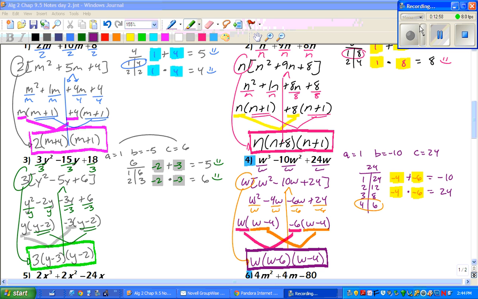Okay, and after you're done with that, you should have gotten W, W minus 6, and W minus 4. And now remember, if you got these two in a separate order, that's okay. That means the same thing, just don't forget the W.